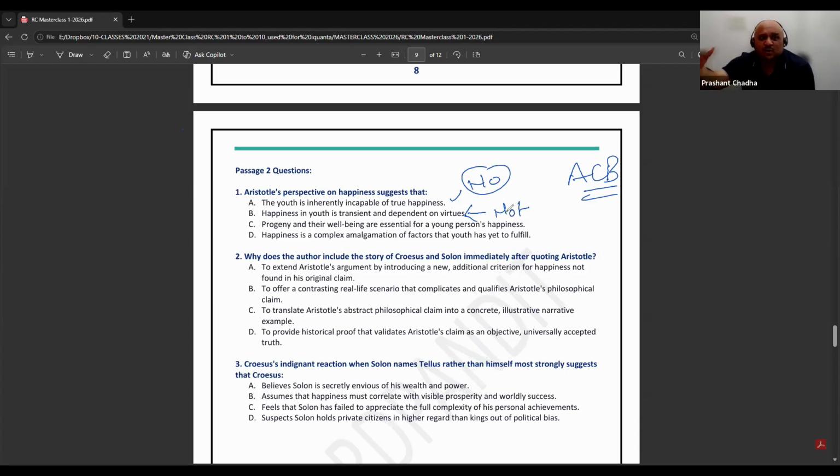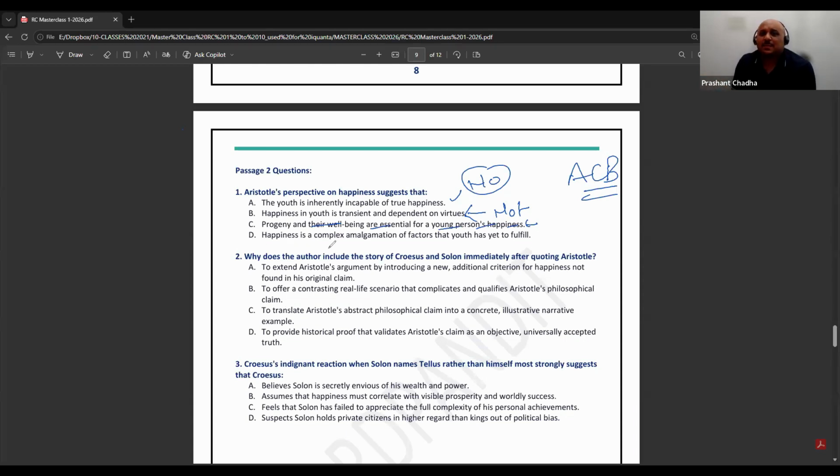Transient is something which comes and goes away. Is happiness in youth transient? No, it is not. You need to live the full life. Unless and until you've lived the full life, you can't have happiness, right? Progeny and their well-being are essential for a young person's happiness. This is easy to rule out. I think no one said C for question number one. Does not make any sense.